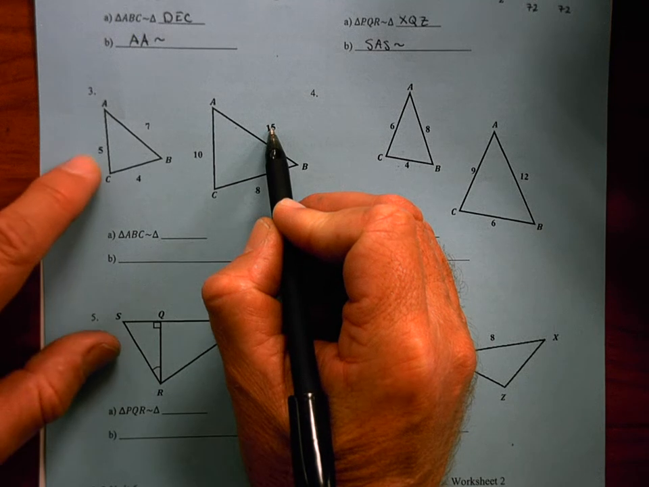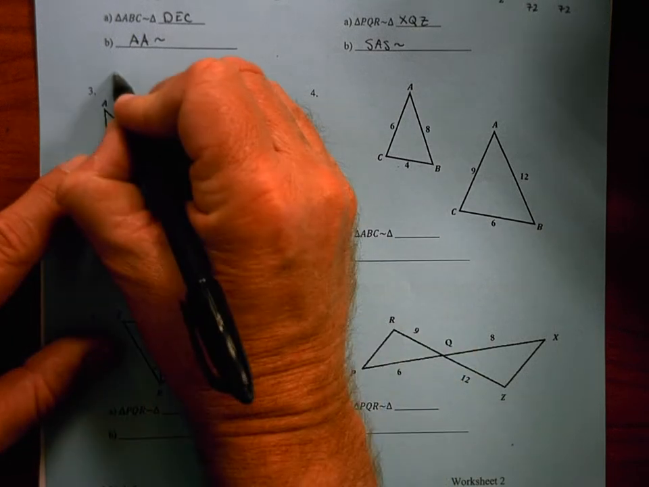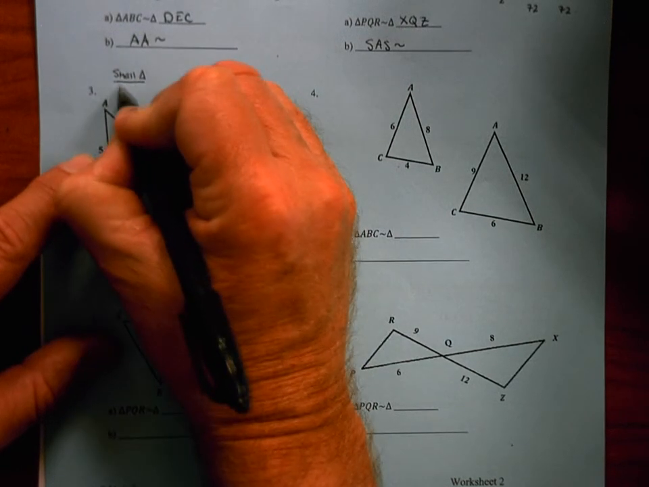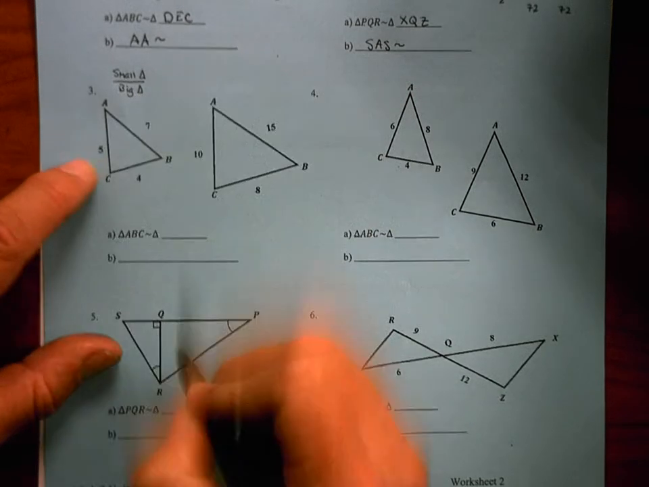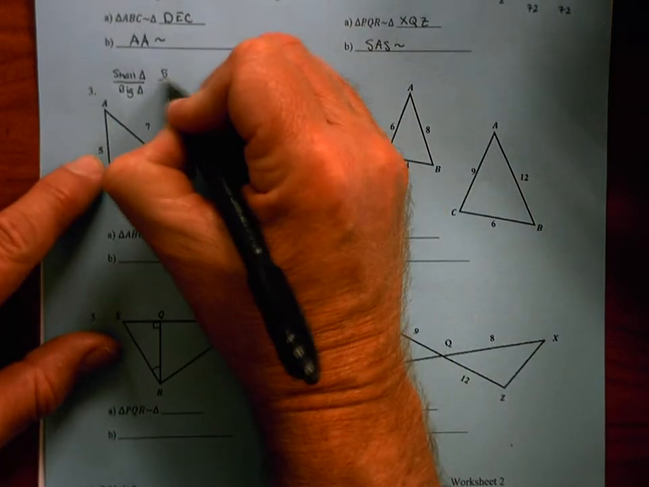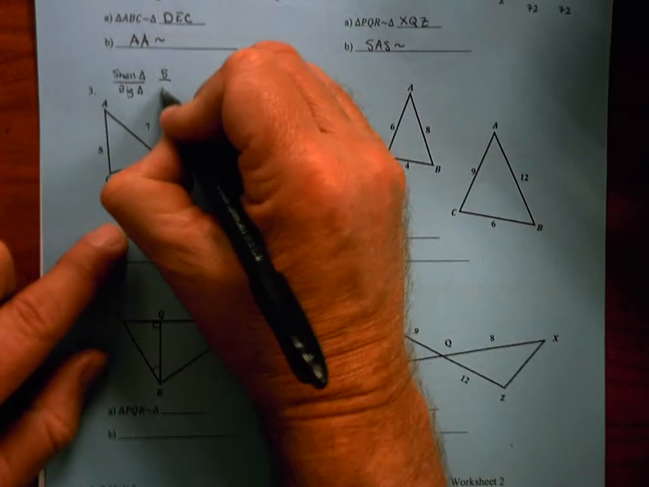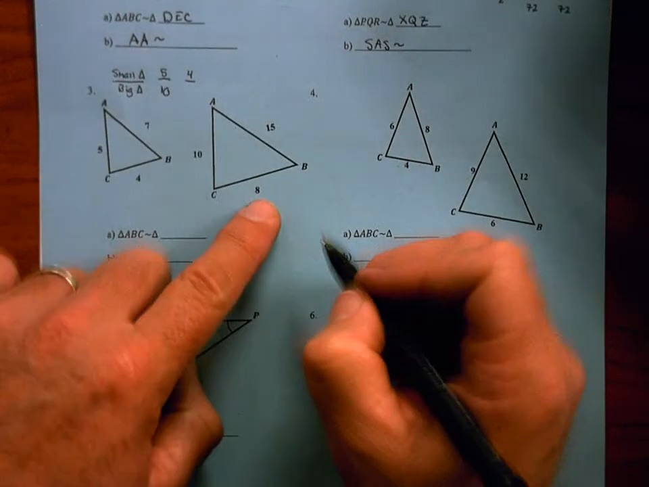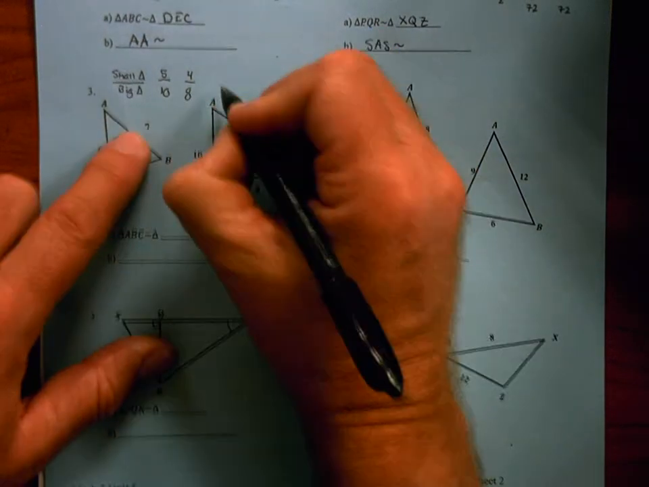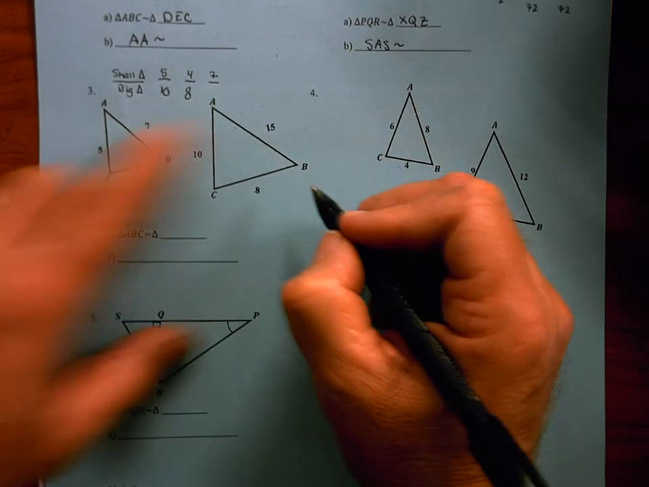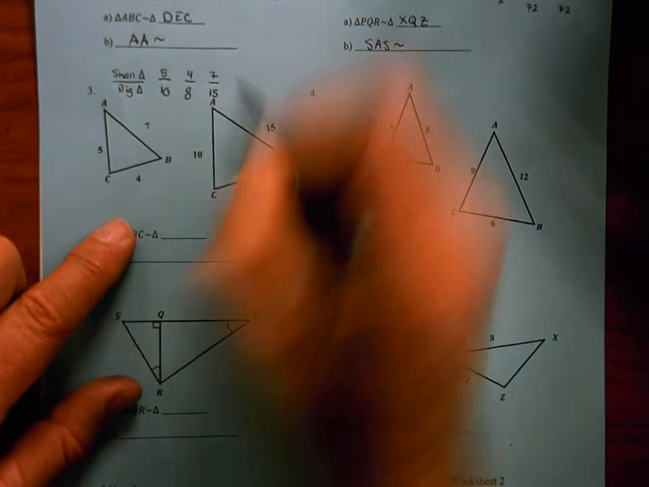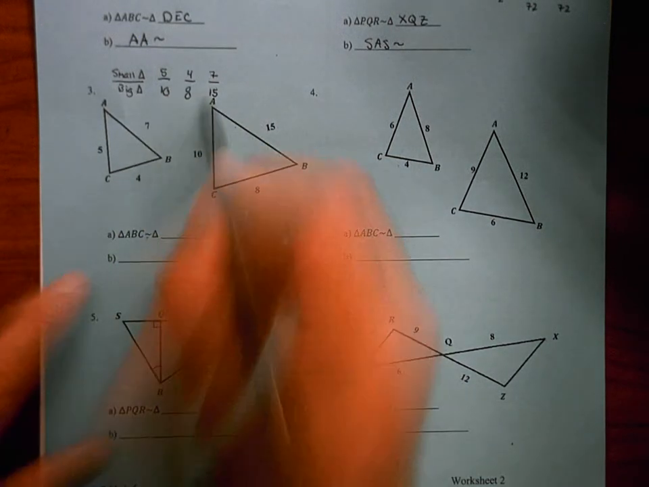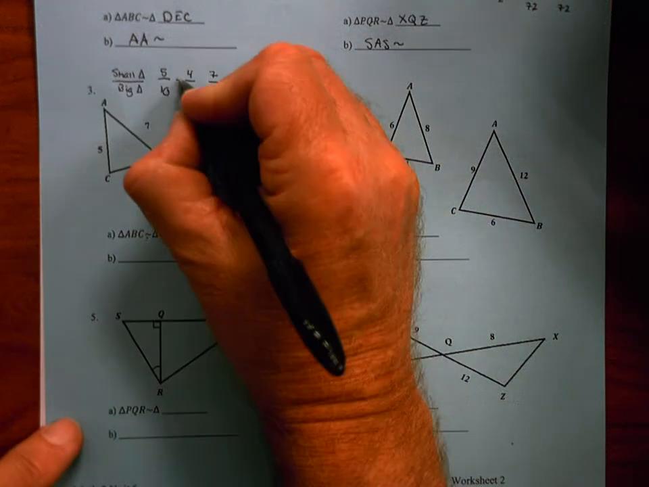So let's write the ratios out. I'm going to write the small triangle, and I'm going to compare it to the big triangle. So 5 from the small triangle corresponds with 10 in the big triangle. 4 from the small triangle corresponds with 8 in the big triangle. 7 from the small corresponds with 15. Now these two triangles would be similar if all of these ratios are the same. In other words, if they're all proportional.